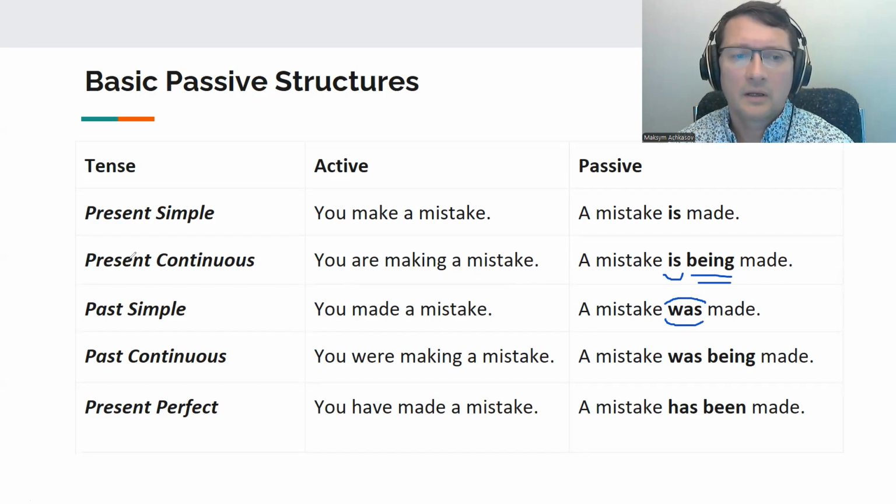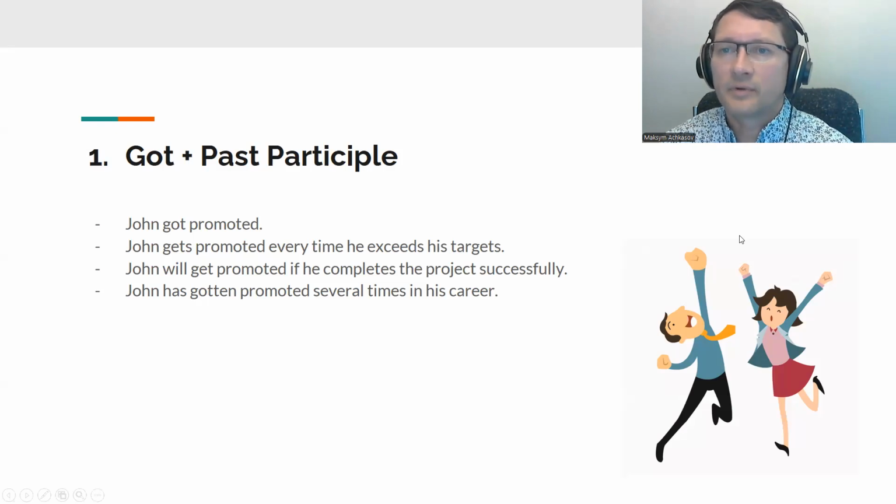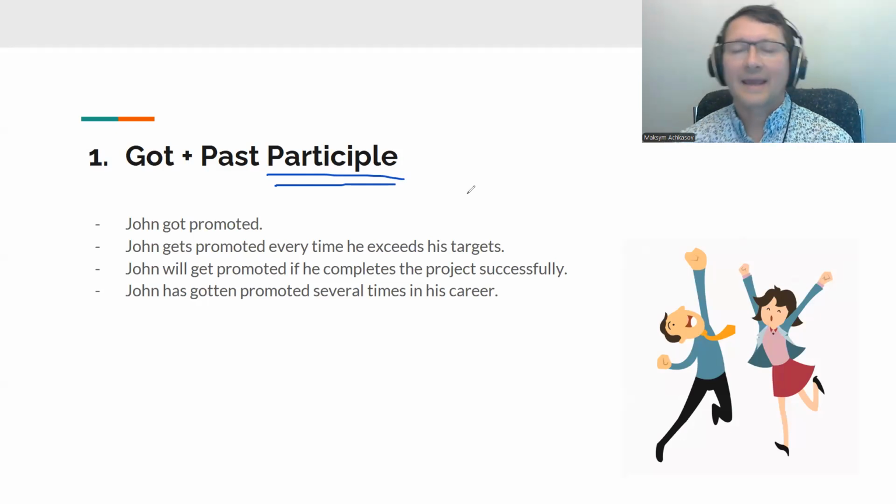Now I suggest we go a bit further to the structures that we regard or call further passive structures. And one of these structures is get plus past participle. And this is just a brief reminder: past participle is a verb that has the third form. If it is a regular verb, we just add the ending ed usually. If it is an irregular verb, you just need to memorize the form. Okay, and we have a few examples.